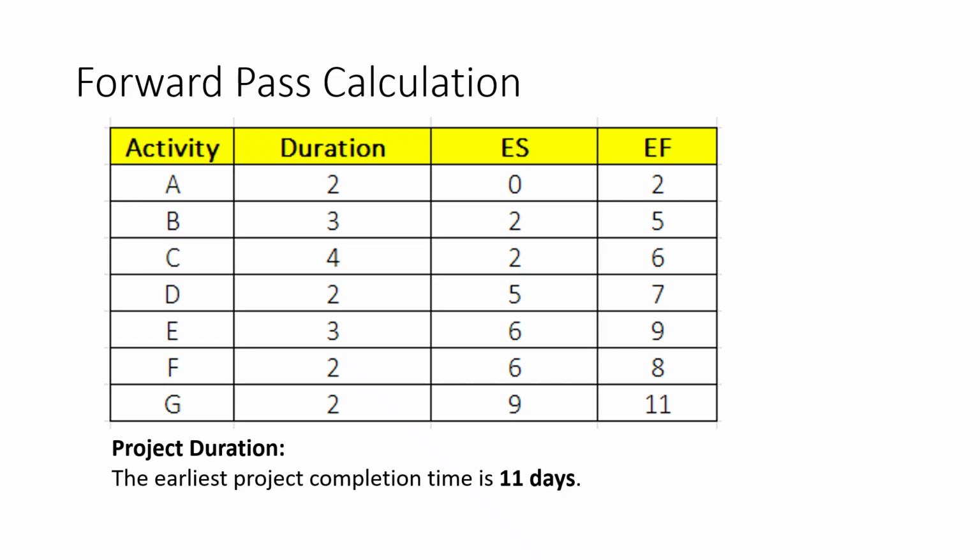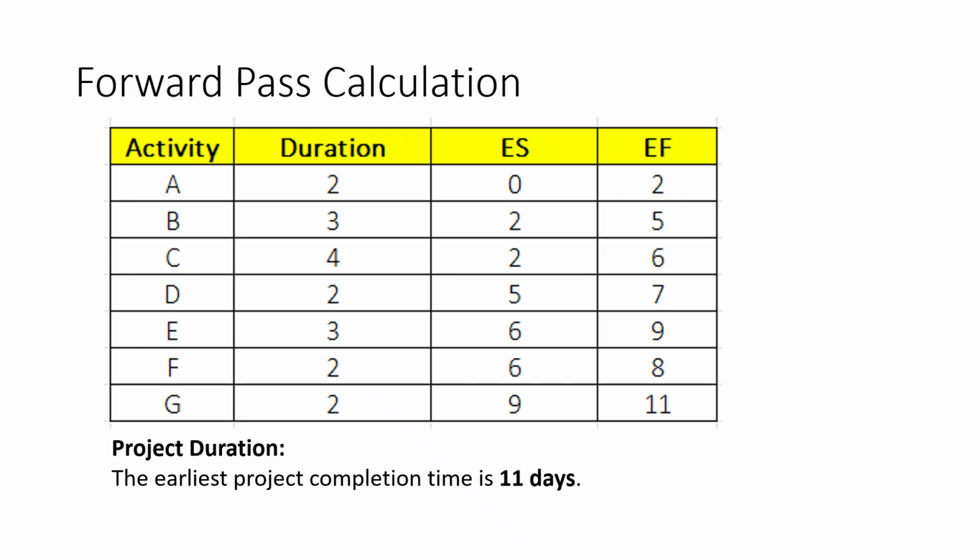Activity A starts at day 0 and takes 2 days, so it finishes at day 2. Activity B depends on A, so it starts at day 2 and takes 3 days. It finishes at day 5. Activity C also depends on A, so it starts at day 2 and takes 4 days. It finishes at day 6.